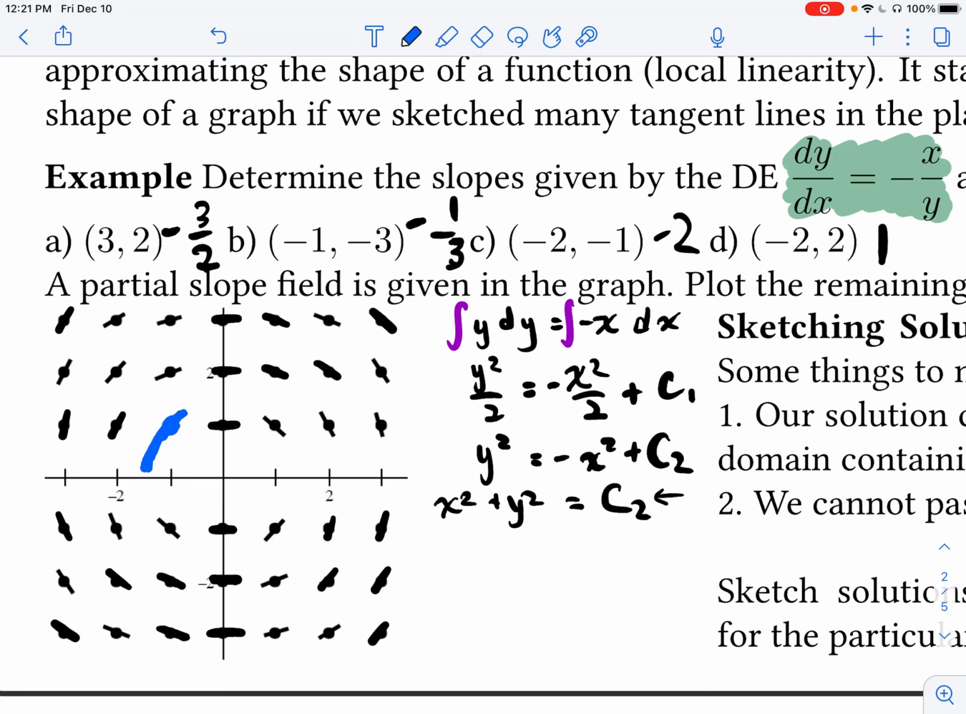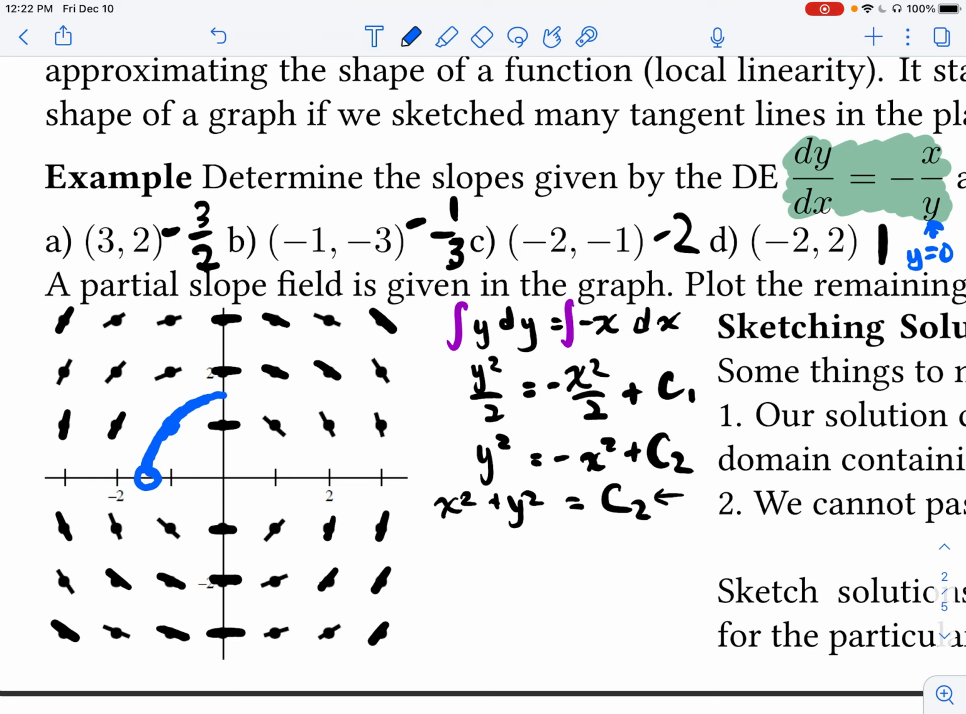Now, notice here, I haven't sketched any tangent lines on the x-axis. Well, why is that the case? If we're on the x-axis, that means y is equal to 0, and you can't divide by 0, so these tangent lines are undefined. So here, we want to sketch the largest possible domain. However, we cannot pass through an undefined slope. So we're going to stop here with an open dot. As we go around this way, notice what's happening with our tangent lines. They are flattening out.